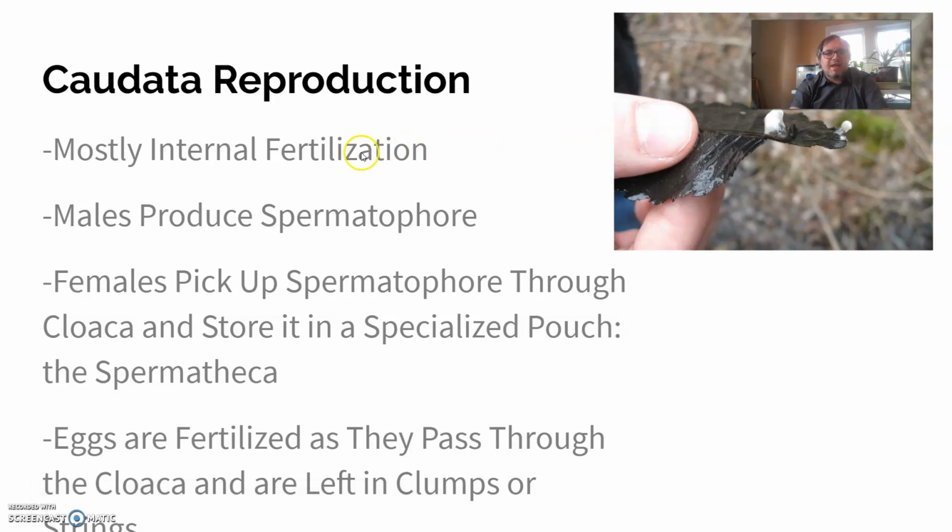For reproduction, again, mostly internal fertilization. Males produce a spermatophore, which is the white mass that's attached here to the bottom of this leaf. And then females pick up the spermatophore through their cloaca, again, that opening that is for reproduction and waste excretion, and store it in a specialized pouch, the spermatheca.